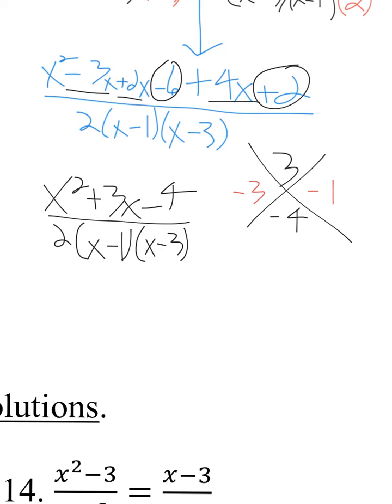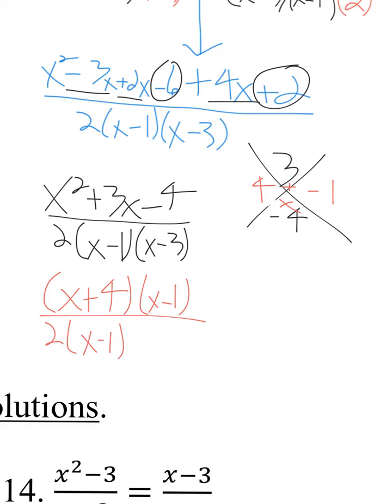Nope, it's not going to be negative 3 and negative 1. Negative 4, positive 4, oh man. So positive 4 plus negative 1 is 3. Positive 4 times negative 1 is negative 4. There we go. So the top is now going to say x plus 4, x minus 1 over 2 times x minus 1, x minus 3.